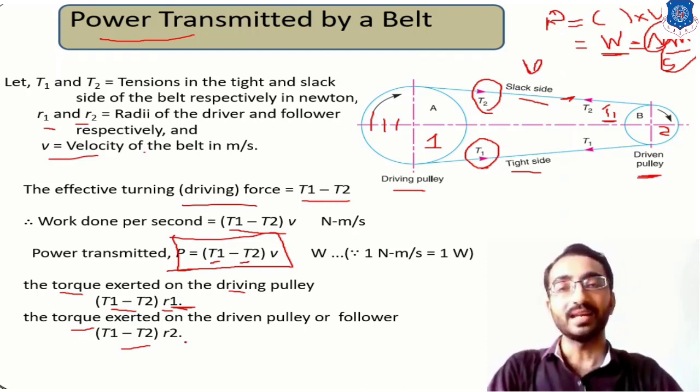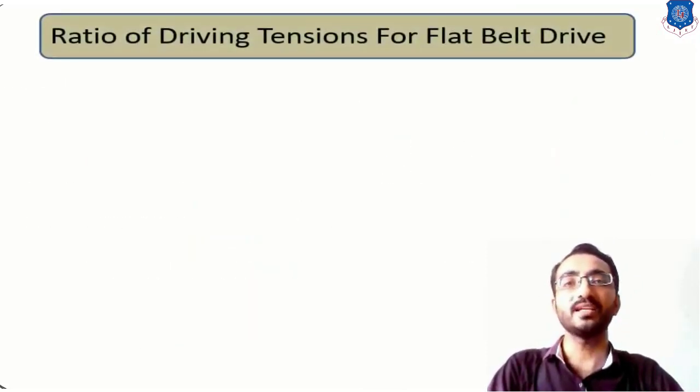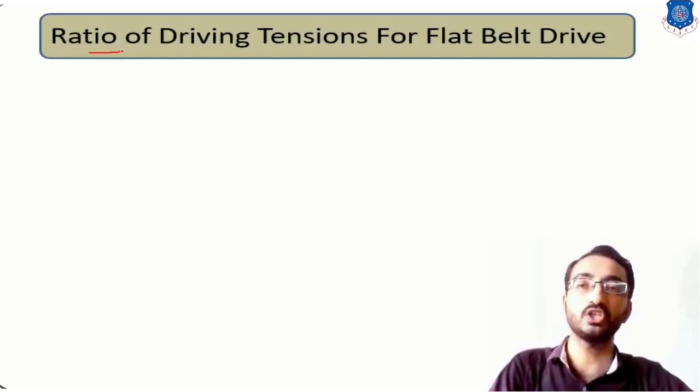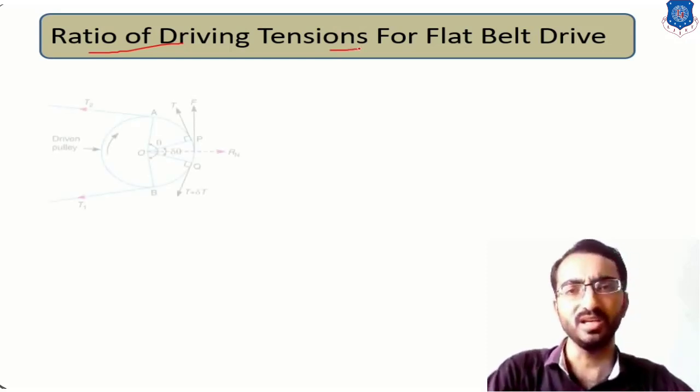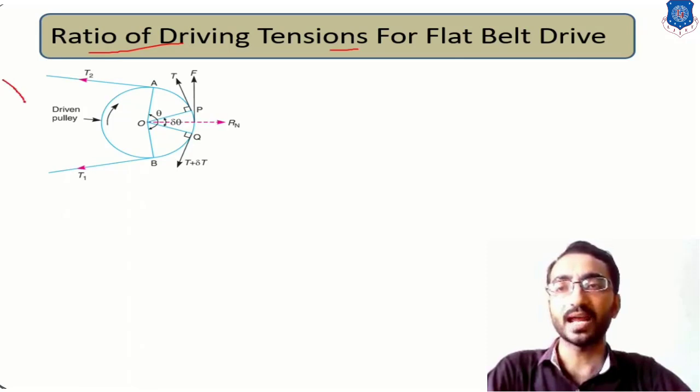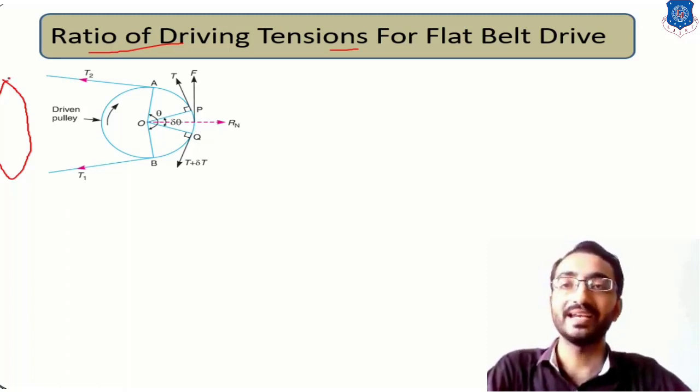Now let's derive one very important derivation, that is the ratio of driving tensions in a flat belt drive. Let's consider a flat belt drive in which your driver pulley is mounted on the left side, and your driven pulley is mounted on the right side.